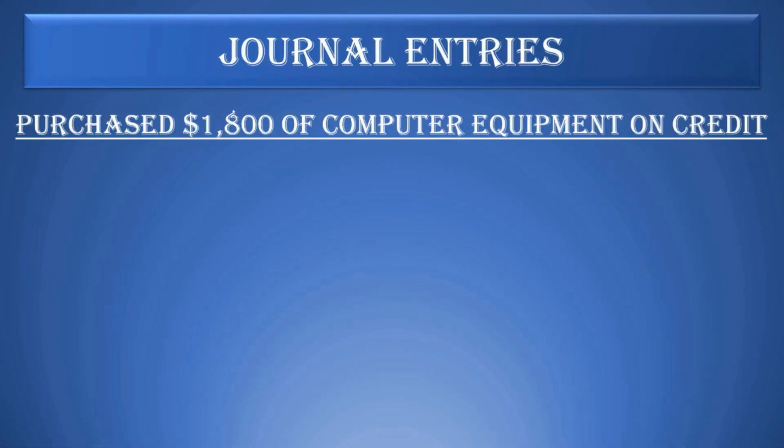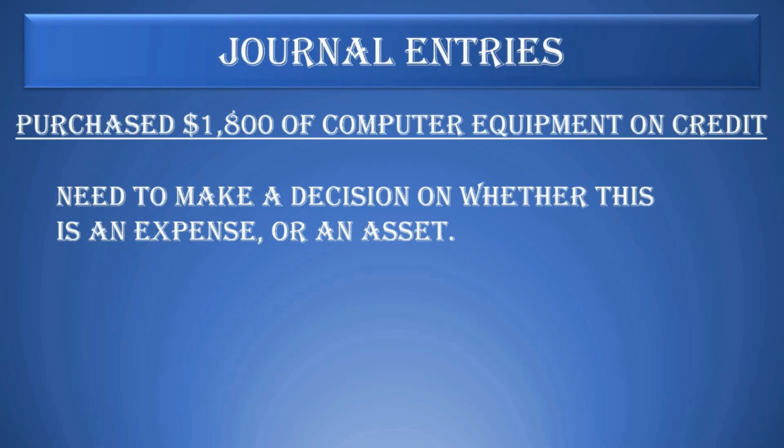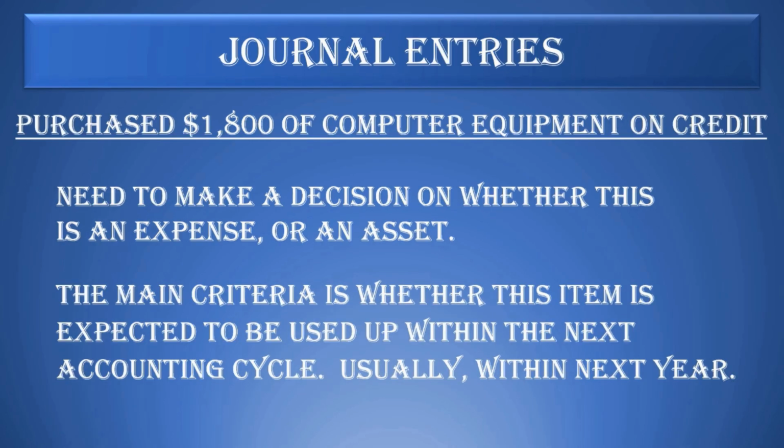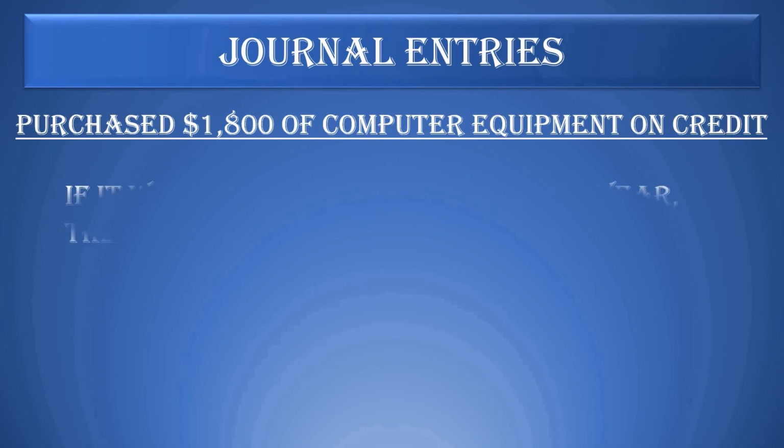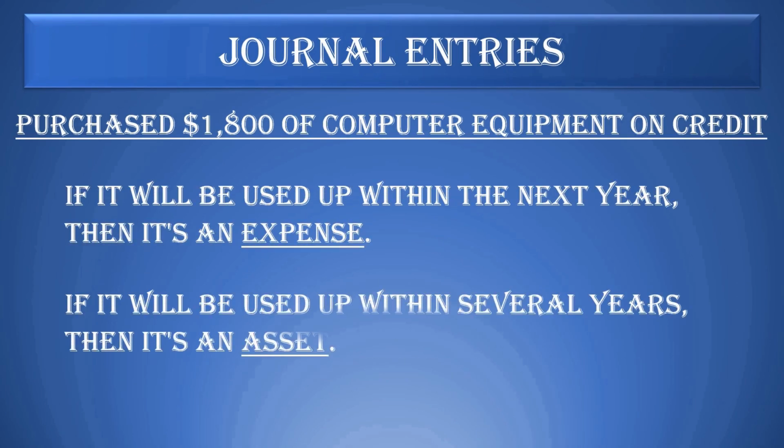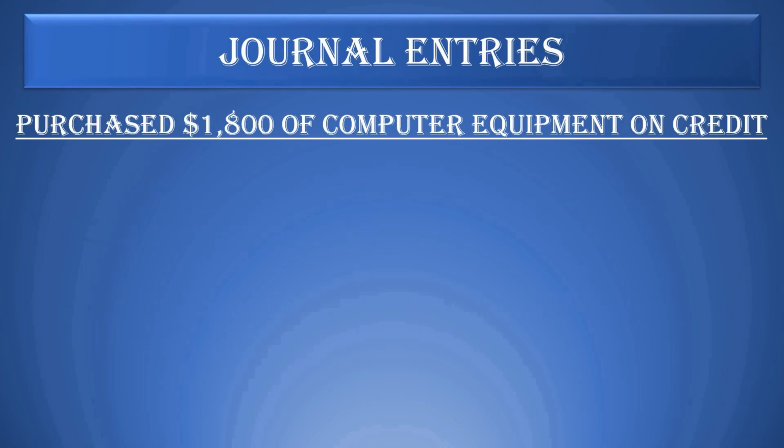Next, this company purchased computer equipment with total cost of $1,800. This equipment was purchased on credit, with terms of 30 days. Let's analyze this transaction. When a business makes a purchase, in order to account for it properly, a decision has to be made on whether this is an expense or an asset. The main criteria in making this decision is whether this item is expected to be used up within the next accounting cycle. Usually that means within the next year. If it will be used up within the next year, then it's an expense.